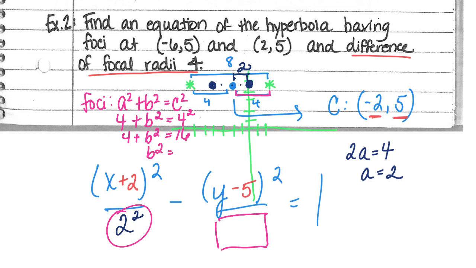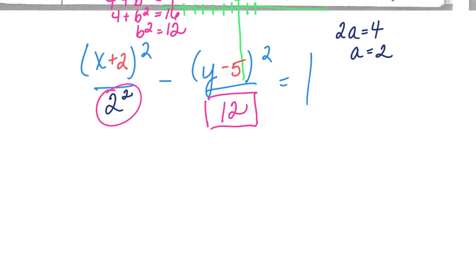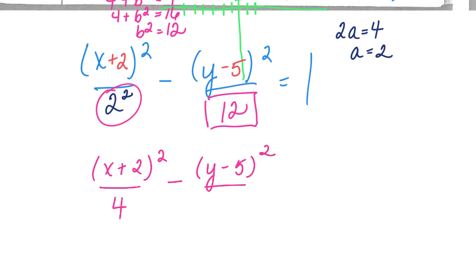And I don't actually have to solve for b. I'm just subtracting that 4 over. Because remember, this number right here is the b squared. So my final equation to answer example 2 is x plus 2, quantity squared over 4, minus y minus 5, quantity squared over 12, is equal to 1.